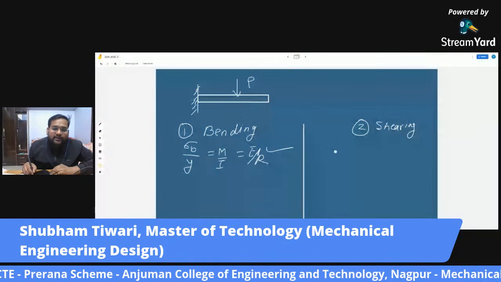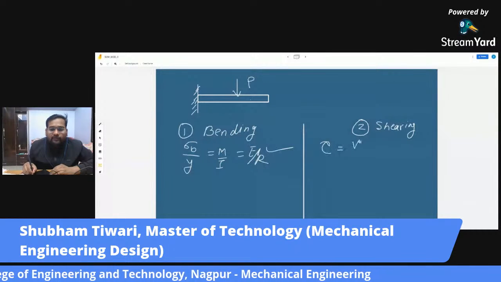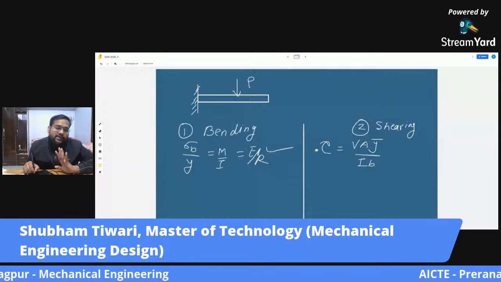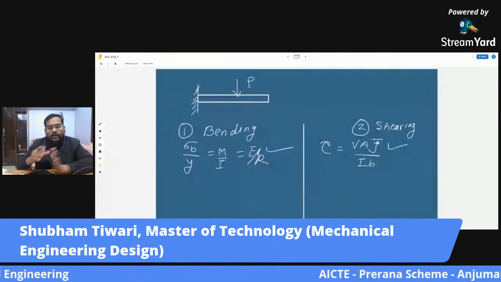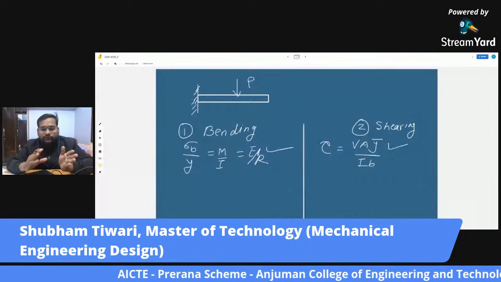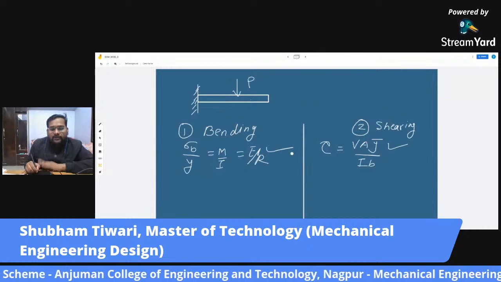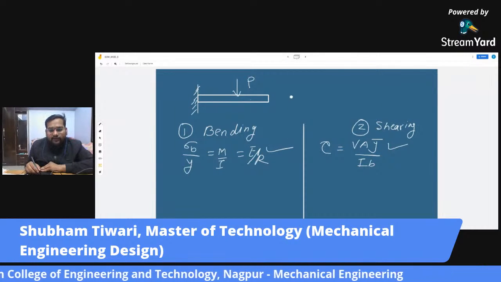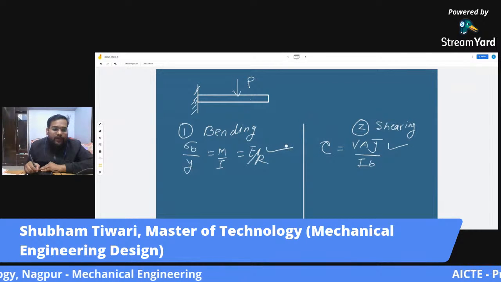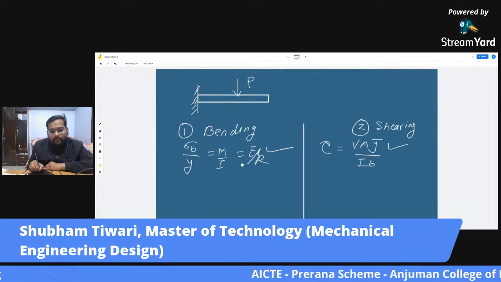The other thing is shearing. So to find shear stress, I told you this formula: V A y bar upon I into B. So we can also take care of shear stress, and we can make our beam stronger so that it will not fail either in bending or shearing. Now this is clear that we have to save our beam for bending as well as shearing by using this formula. Now I am sharing some important points here with you regarding bending stress.